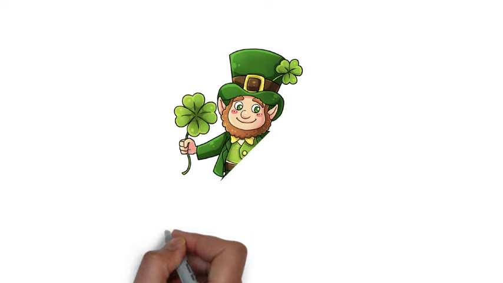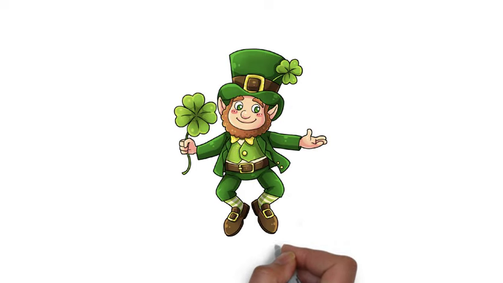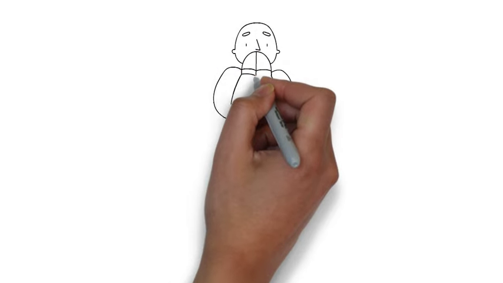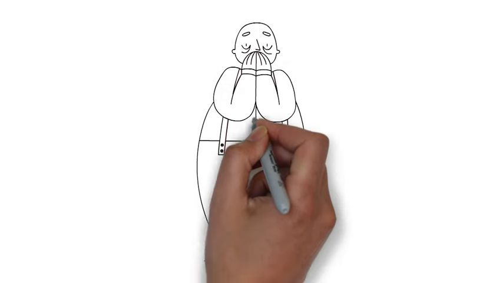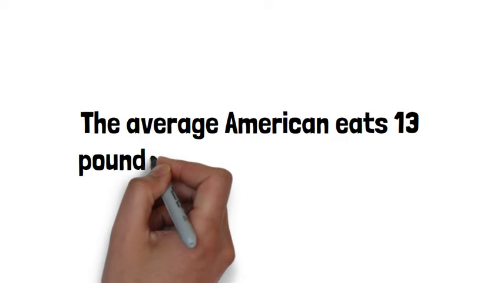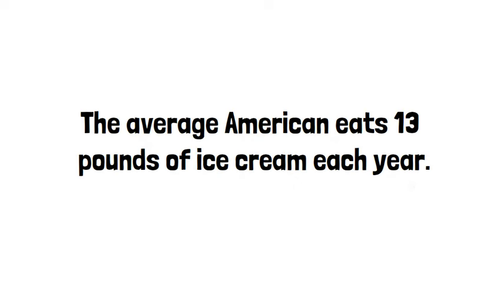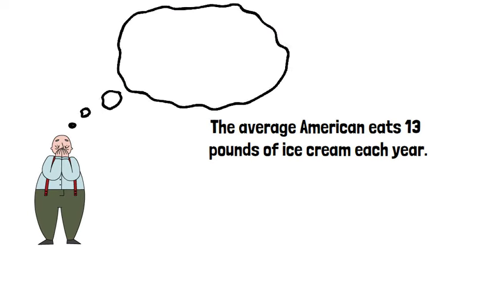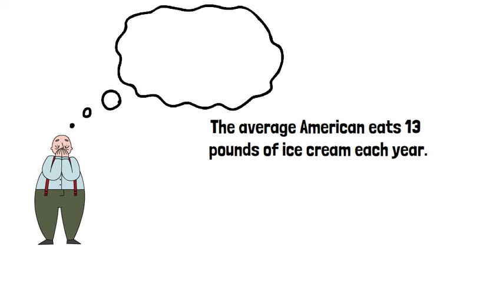Out of the corner of my eye, I saw the impossible, a leprechaun. Another technique is to surprise or shock your reader with a statistic or statement. The average American eats 13 pounds of ice cream each year. This makes for an intriguing hook because it is shocking and causes the reader to think, I wonder what point the writer is trying to make.